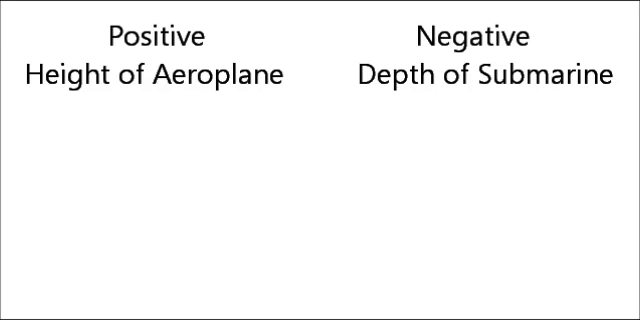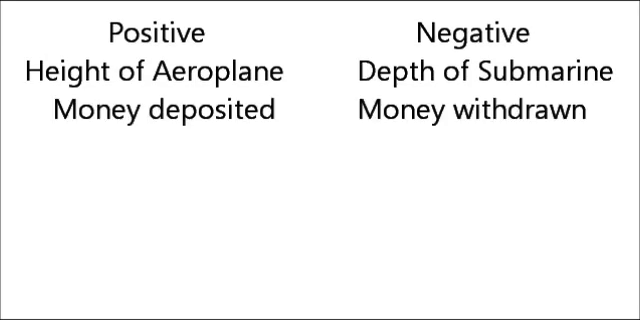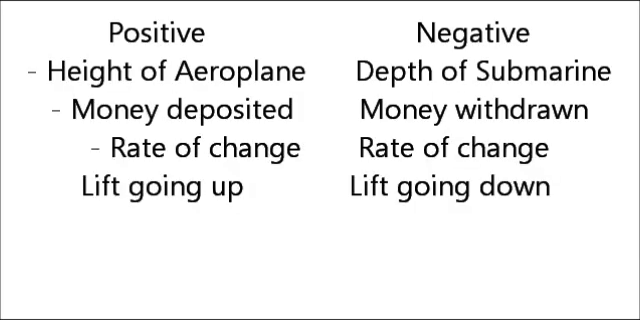the height as negative. When we deposit money, we'll call it a positive amount. But when we withdraw money, we'll call it a negative amount. We also know the lift goes up and down. So when the lift is going up, the rate of change of height, we will take as positive, while when the lift is going down, the rate of change of height, we will take as negative.